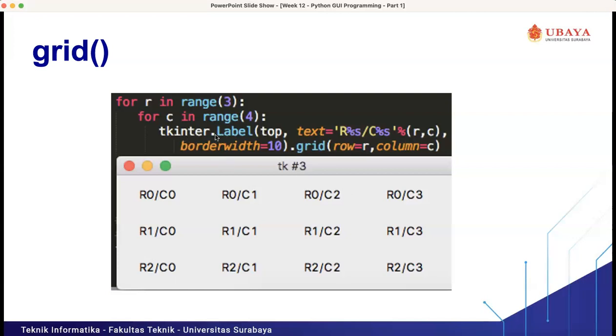Then this one, actually we call the tkinter label. The text will be the number of rows. The text will follow the R variable here, and the C will follow the C variable here. And we call the grid function here, grid, with row equal R, column equal C. So it will be placed into a specific position. It's like a table view, right? I think the grid function will be easier if we compare it with the pack, because this one is like a table view, right?